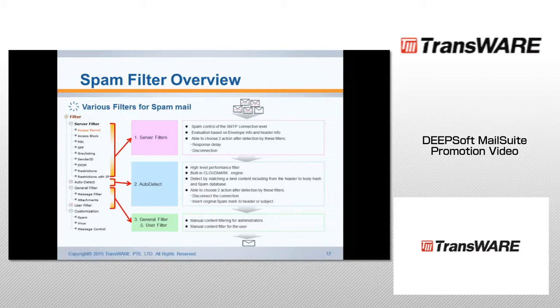The second, the auto-detect filter, is a high-performance filter that is proud of its high detection rate. This filter is based on an engine of CloudMark in the USA. It divides the mail contents, from the header information to the mail body, into multiple parts and matches them against the latest spam data to detect spam. To deal with spam which flows in temporarily in huge quantities, a content filter, which can be manually set up by the administrator, has been prepared, and also a user can set their own content filter, which is different from the administrator settings.